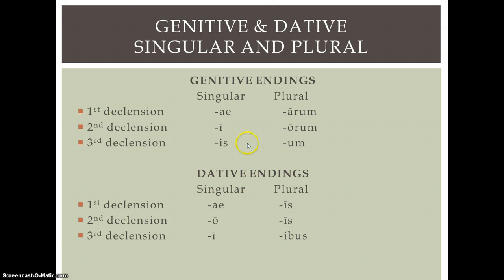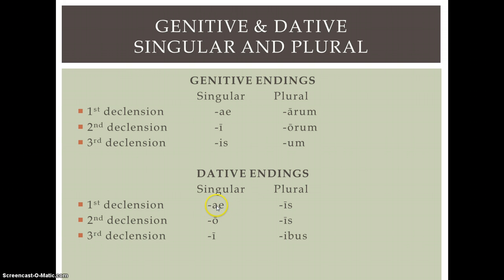Okay, so here are the genitive endings for the first, second, and third declension. Genitive singular for the first declension is AE. Genitive singular for the second declension is a long I, and genitive singular for the third declension is IS. In the plural, the genitive ending for the first declension is ARUM, second declension is ORUM, and third declension is just UM.